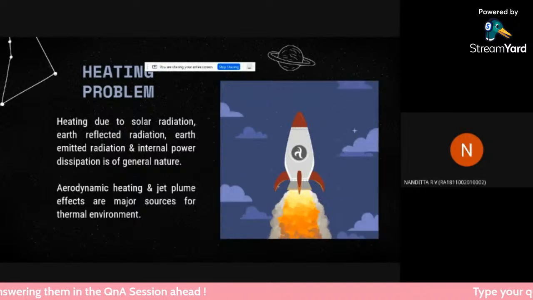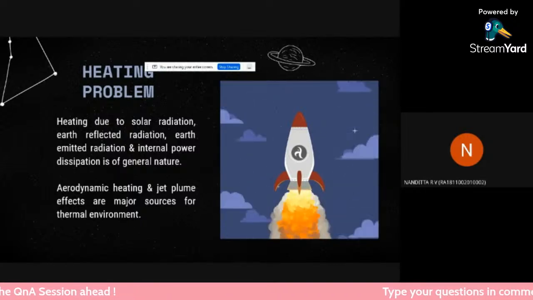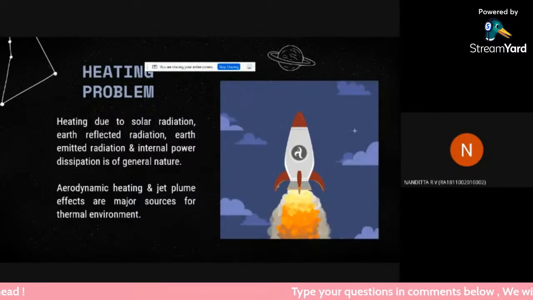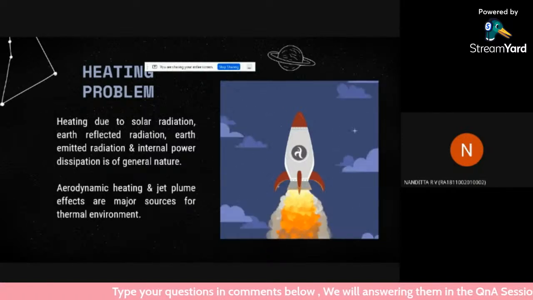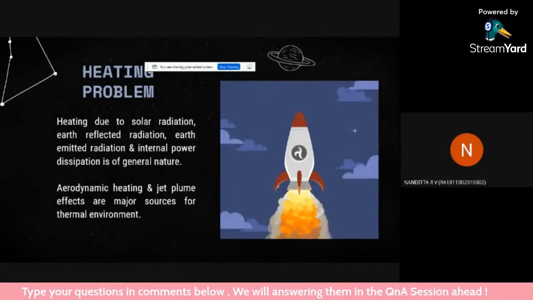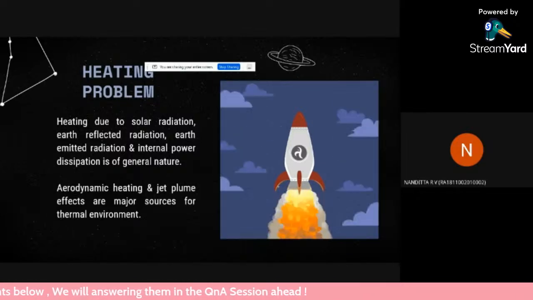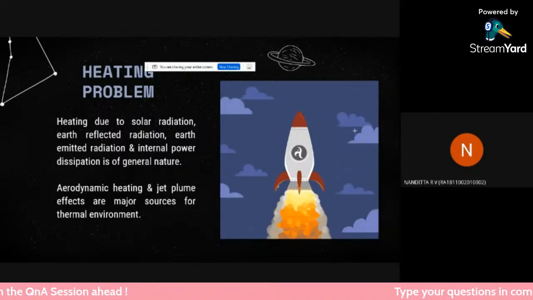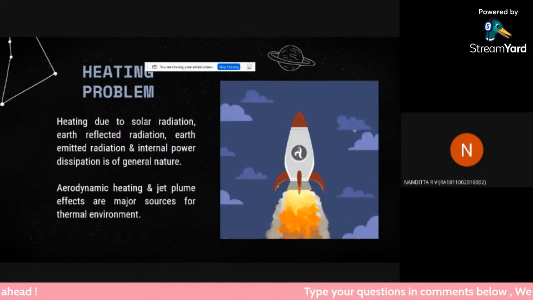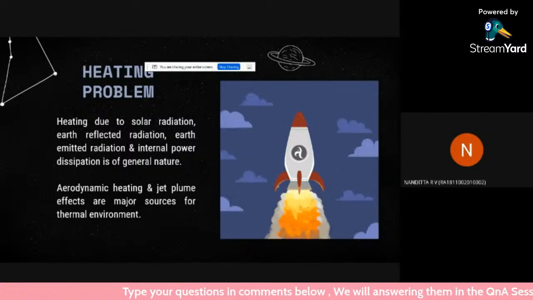Usually, the structure of the rocket faces a lot of heating problems. Majorly, there are three heating problems which we'll be discussing in the next slide. So why do these heating problems occur? These heating problems occur due to solar radiation, Earth reflected radiation, which is also known as albedo, Earth emitted radiation, and internal power dissipation.